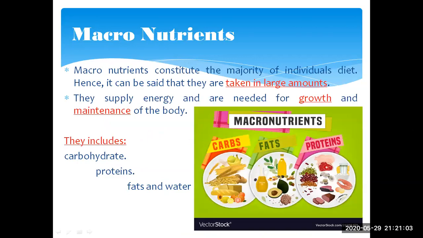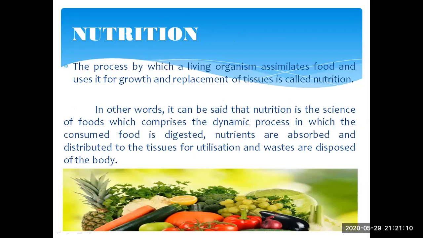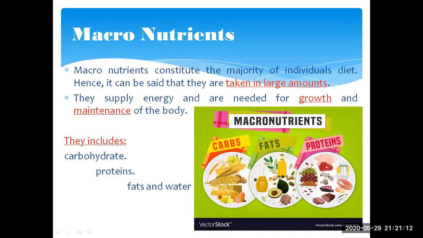The next one is micronutrients. Look, nutrients are of two types: one is macronutrients and another is micronutrients. Macronutrients constitute the majority of an individual's diet. Hence, they are taken in large amounts, always. That's why the name is macronutrients.